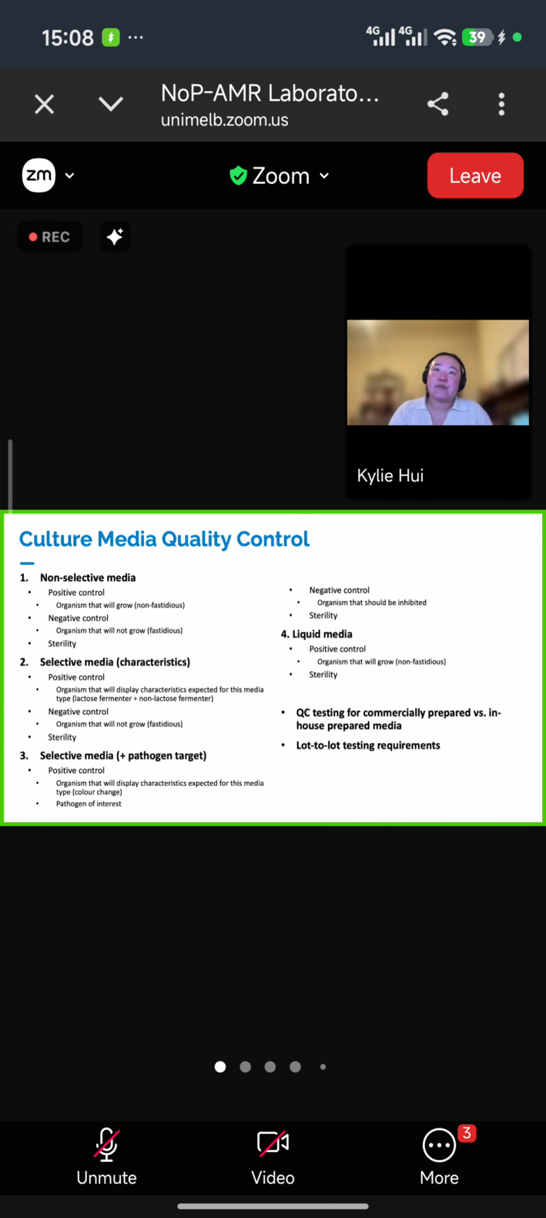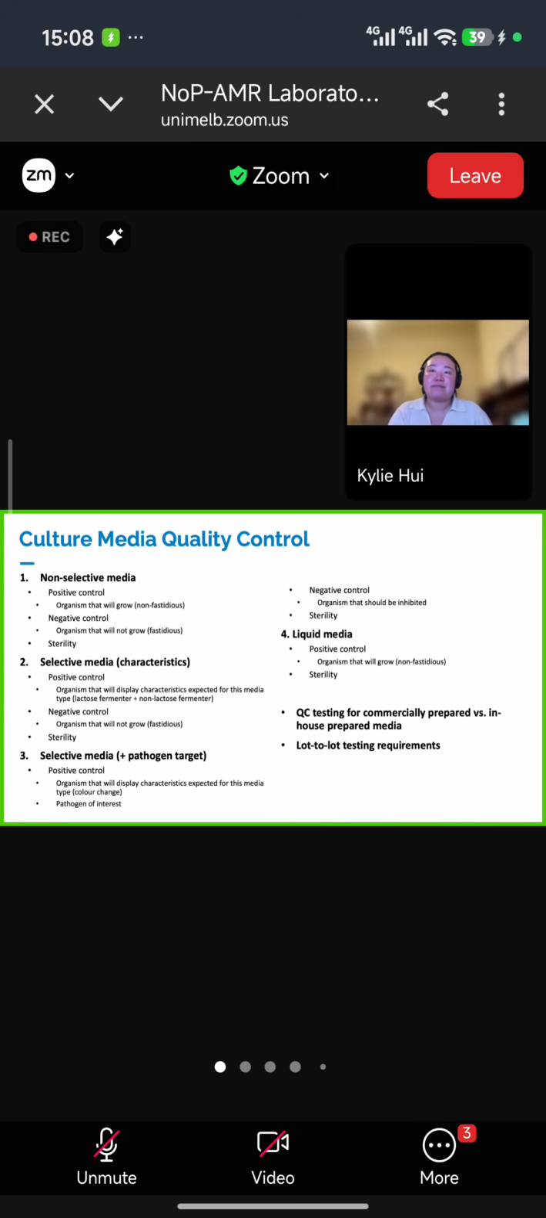The second example is our selective media, which we use when we want to look at characteristics. A positive control will be an organism that will display characteristics expected for the specific media type, for example, a lactose fermenter or a non-lactose fermenter. The negative control will again be an organism that will not grow. And again, it's very important to have sterility for all media types.